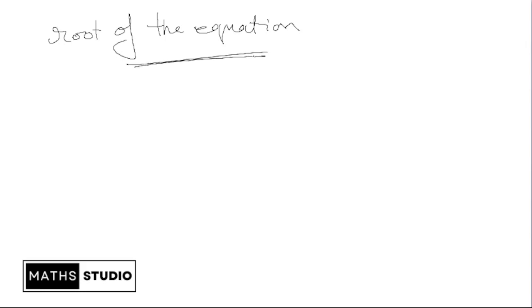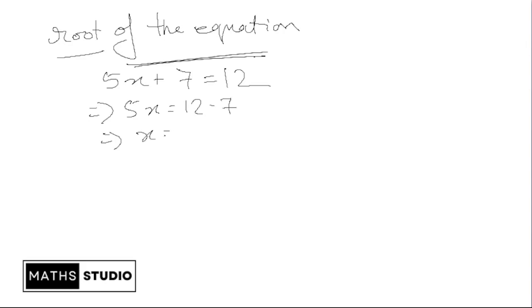What is the root of the equation? Basically it's the same thing as the solution of the equation. For example, 5x plus 7 equal to 12. That means 5x equal to 12 minus 7. This implies x equal to 5 by 5, which is equal to 1. That means the root of the equation for this case is 1.